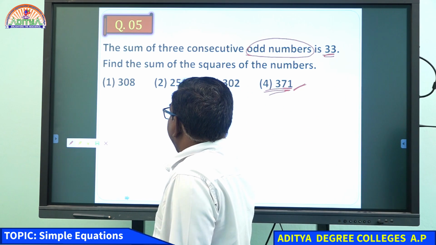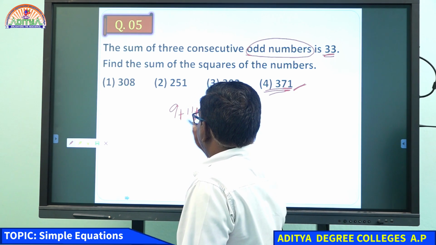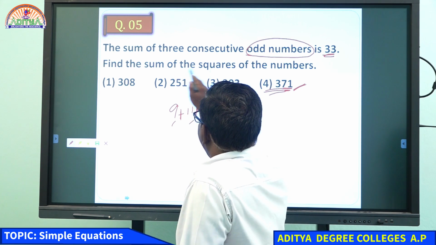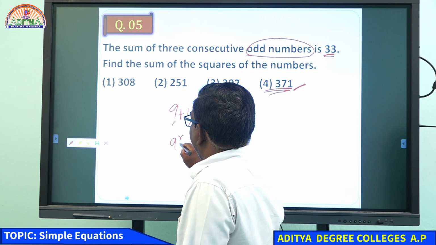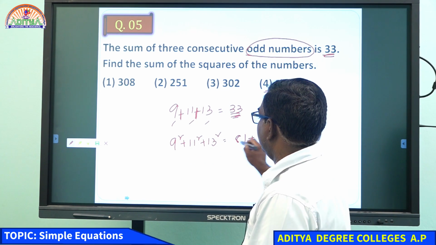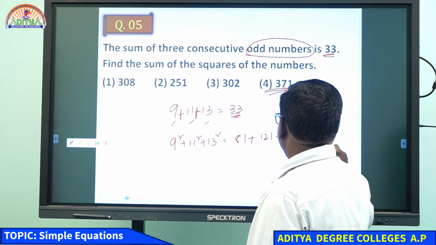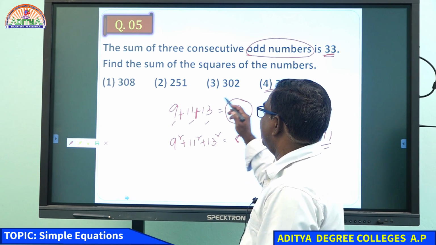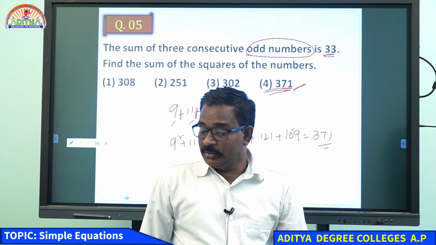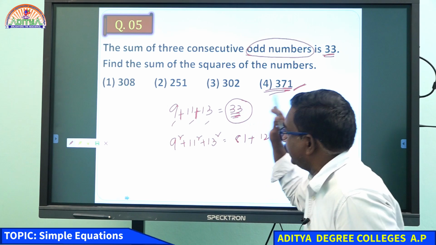Suppose you take 9, 11, 13. What is 9 plus 11 plus 13? It is 33. So 3 consecutive odd numbers sum to 33. The sum of the squares of the numbers: 9 square is 81, 11 square is 121, 13 square is 169. The sum is 371. Because this is a very small sum, we can use our thought process to get the answer.